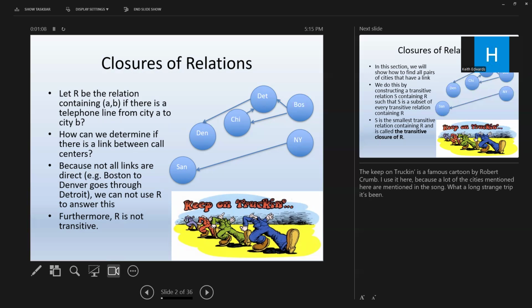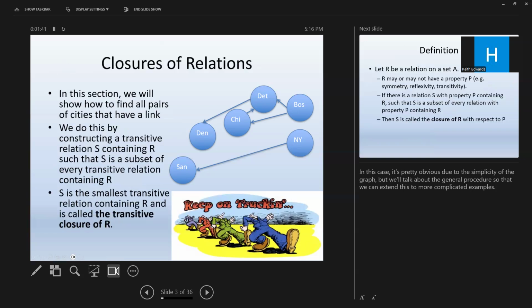So we let R be the relation containing the pair of cities A and B if there's a telephone line from city A to city B. And this is a much older example. How can we determine that there's a link between the call centers? Now, not all of these links are direct. For example, you can go from Boston to Denver, but you would have to go through Detroit in order to do that. And so we can't really use R to answer this. Furthermore, R is not transitive in this case.